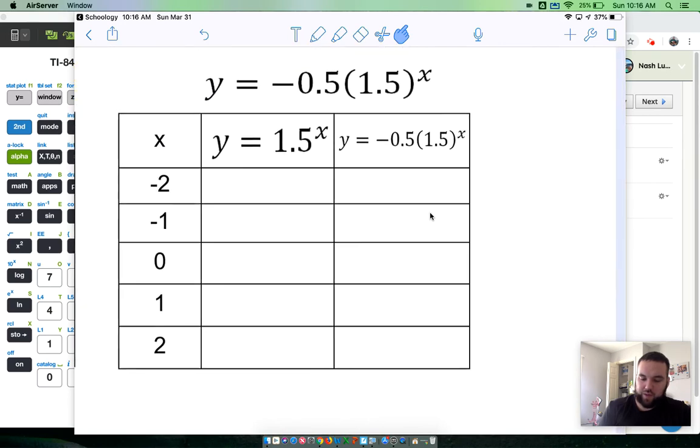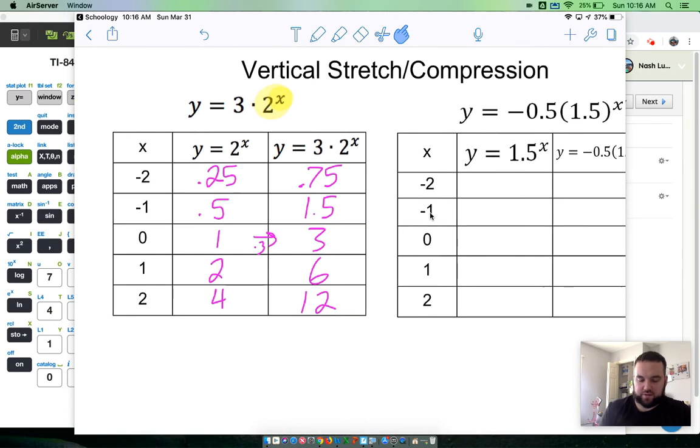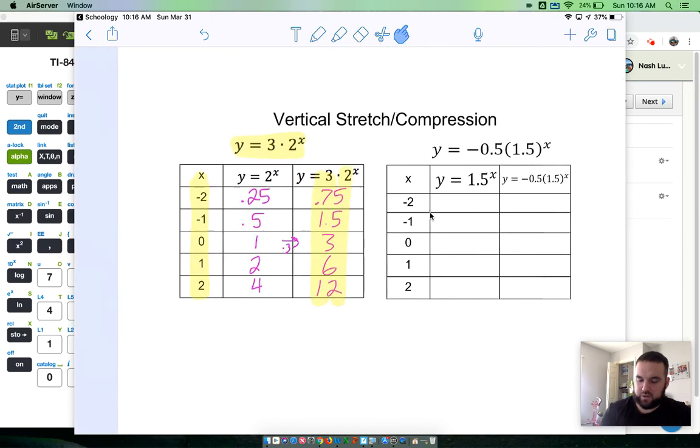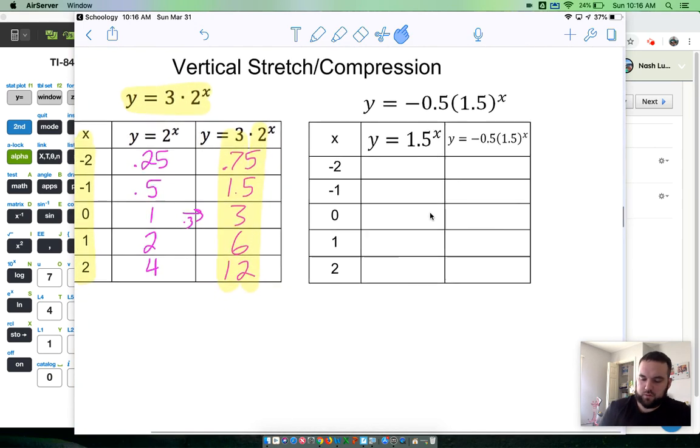So the moral of that story is, if I wanted to graph y equals 3 times 2 to the x, here would be my x coordinates, and here would be my y coordinates that I would graph. It's just how we get it from the parent function.